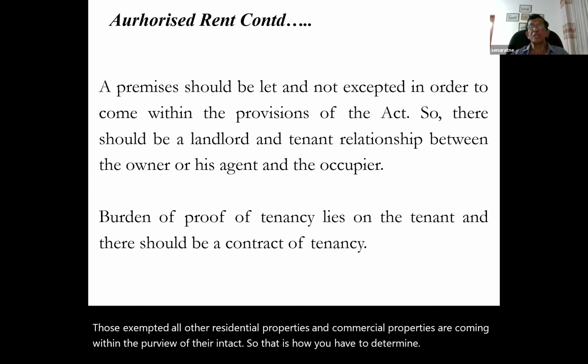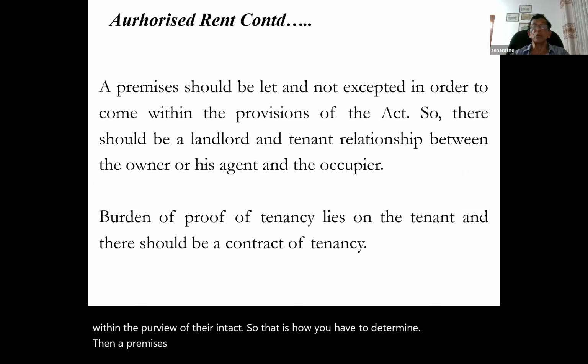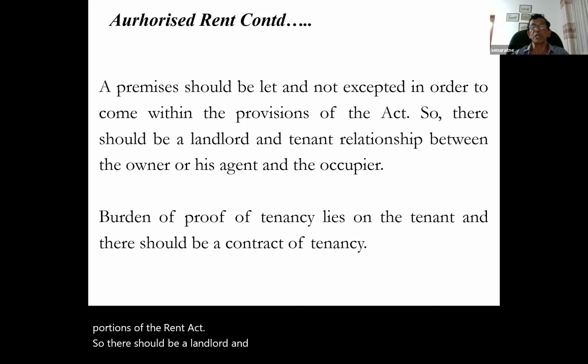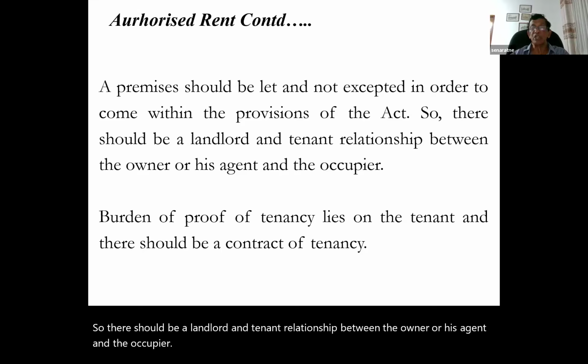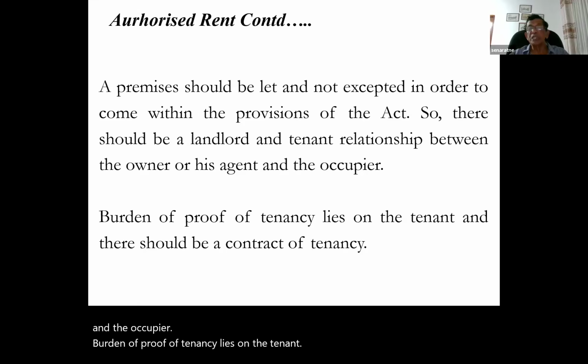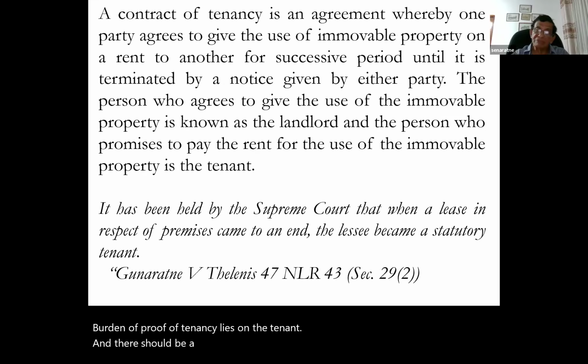Then a premises should be let and not exempted in order to come within the purview of the provisions of the Rent Act. So there should be a landlord and tenant relationship between the owner or his agent and the occupier. Burden of proof of tenancy lies on the tenant, and there should be a contract of tenancy. Right?